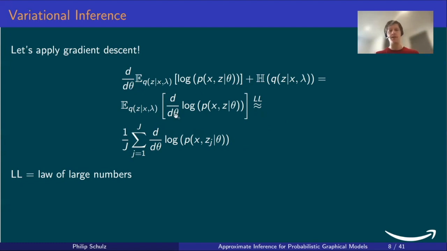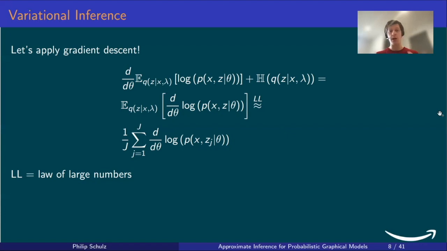And that's great, because while the exact expectation may be very hard to compute or even impossible to compute, we can actually approximate it via sampling. And I'm using LL here to denote the law of large numbers, which basically just says if you're drawing enough samples, you'll recover this expression exactly.